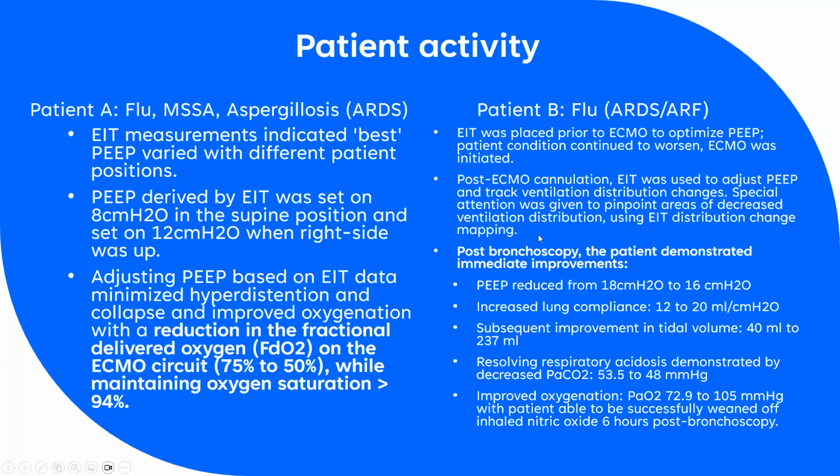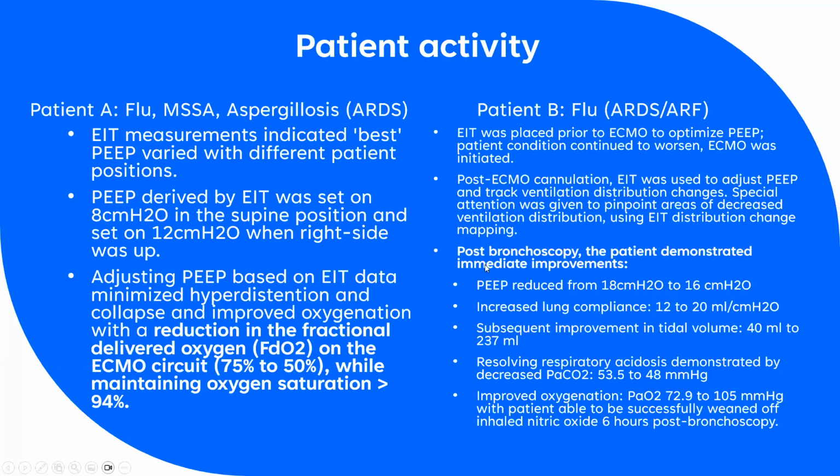Patient B, again, had flu and ARDS and acute renal failure. So the patient, again, was placed on EIT prior to ECMO to optimize PEEP. However, the patient continued to worsen. So post-ECMO cannulation, we were able to use EIT to adjust the PEEP and track ventilation distribution changes. I will say as we go along that we actually had zeroed in on where that patient's PEEP needed to be, around 18.